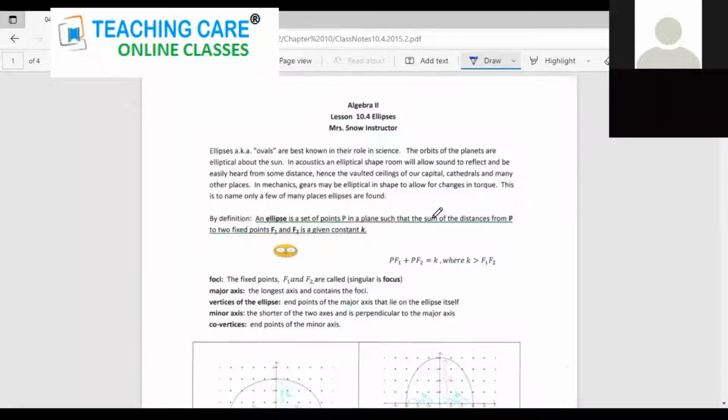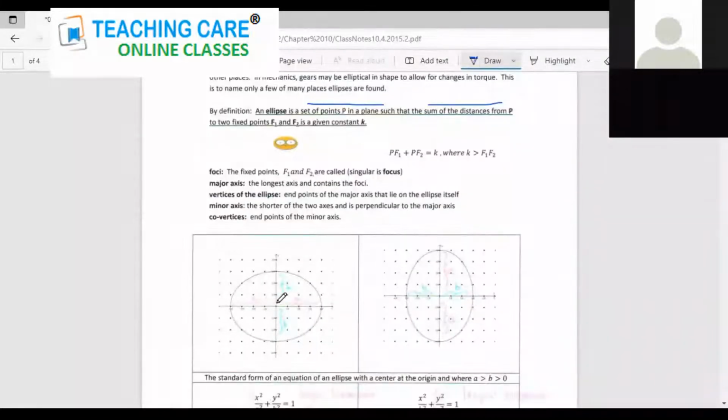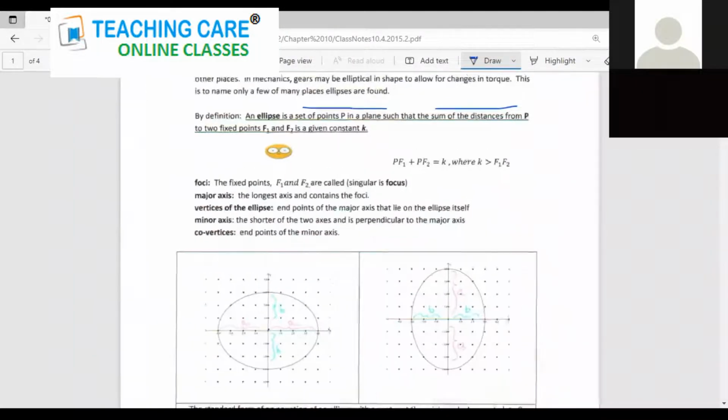Ellipses means ovals. In science we will say ovals. The orbits of planets are elliptical about the sun, so we will be using this in science. But in math, an ellipse is a set of points P in a plane such that the sum of the distances from two fixed points, see, from here to here and from here to here, is given by the constant. That is PF1 plus PF2. See, for example, I can maximize this.